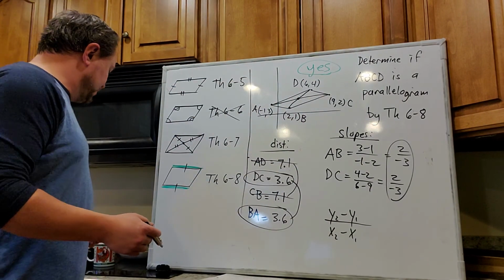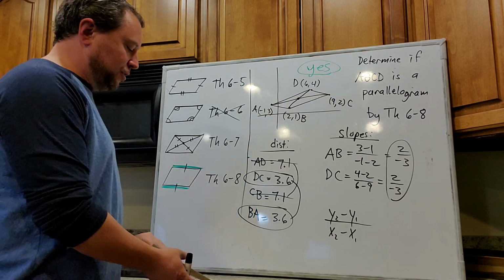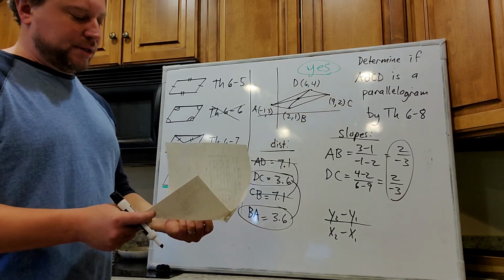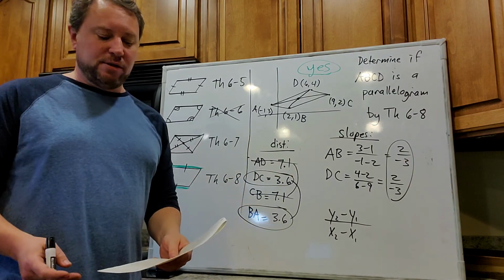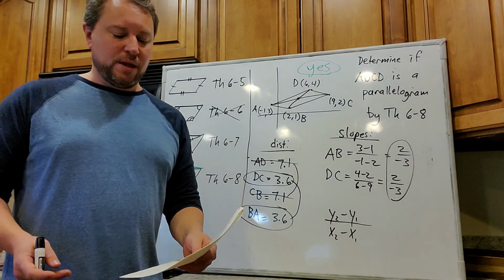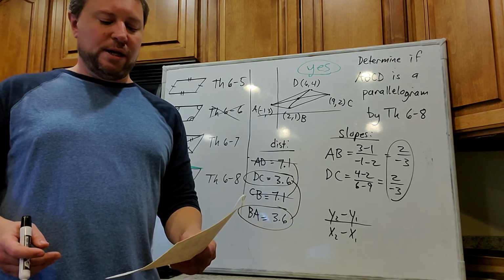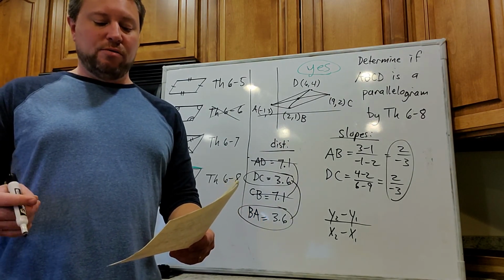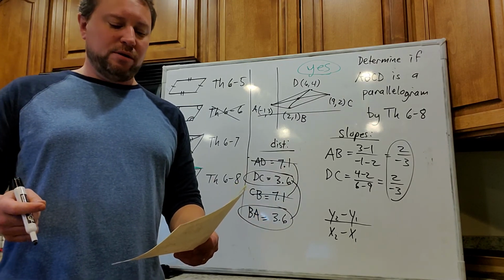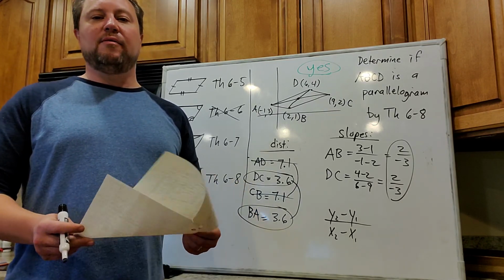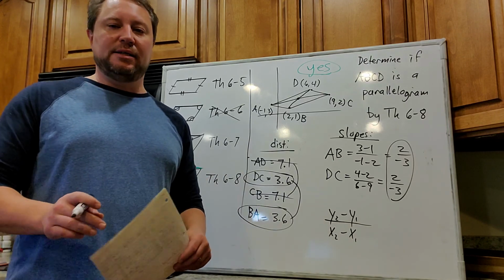Well, there you have it. That should be enough for you to be able to do your homework for this section. And the homework on this one is pages 301 and 302, problems 15 through 20, problems 22, 23, and 26 through 32.